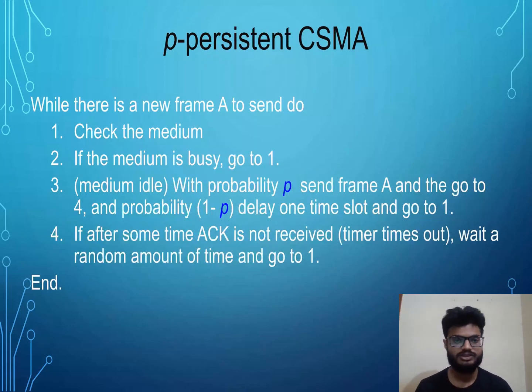There's another classification, which is P-persistent CSMA, where P stands for probability itself. Unlike the previous two models, it will check the medium till it gets free. If the medium is idle, with the probability of P it sends a frame and acknowledgement, and it will go to step 4 directly, and with probability 1 minus P it delays by a time slot. And if after some time the acknowledgement is not received and the timeout occurs, again it will go to step 1 itself.